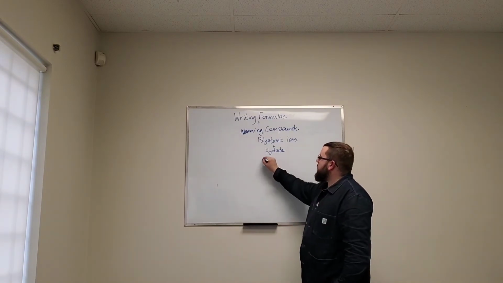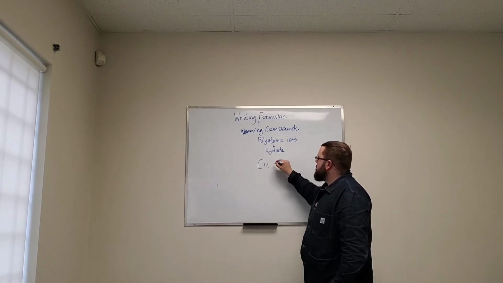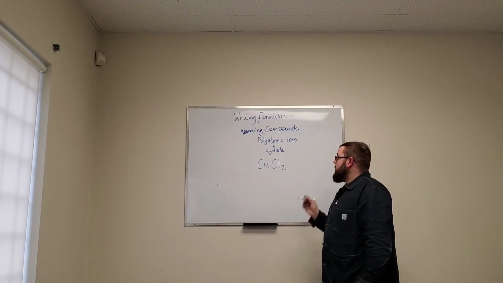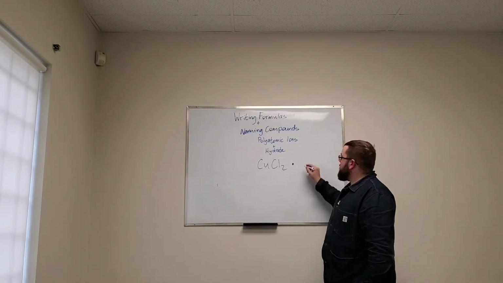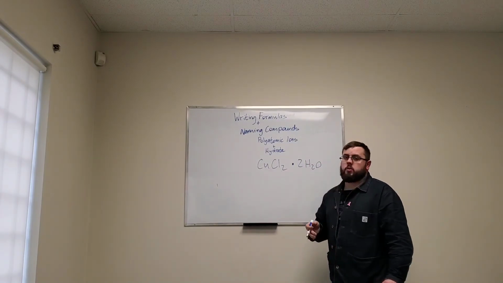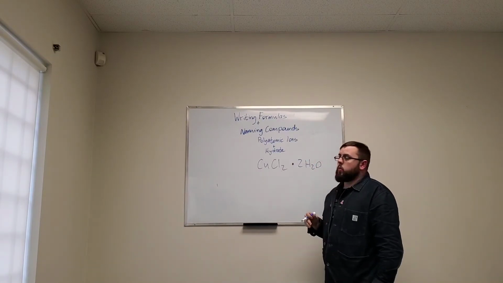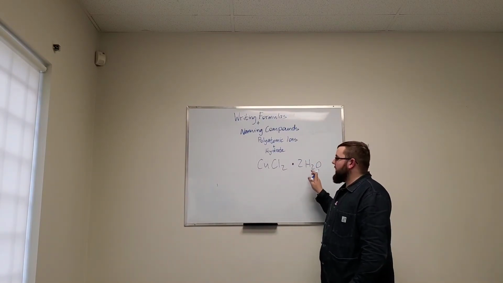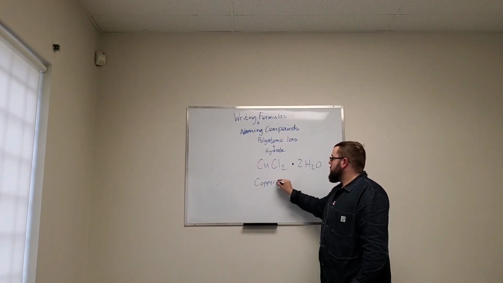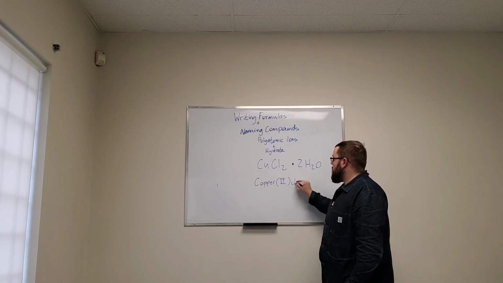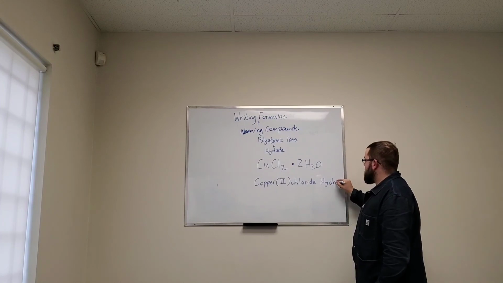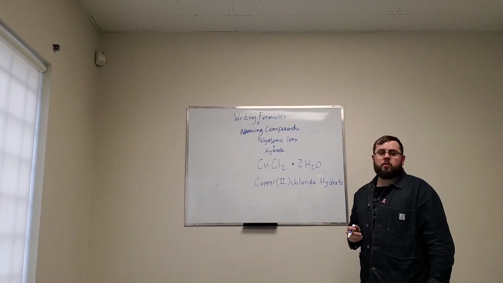So I could have something like CuCl2, one of our previous examples, copper 2 chloride, and we could have, you're going to use a dot, two hydrogen atoms attached to it, right? Or two hydrogen molecules attached to it. So this is a hydrate. So we would call this copper 2 chloride hydrate. So copper 2 chloride hydrate. And that's all there really is to hydrates.